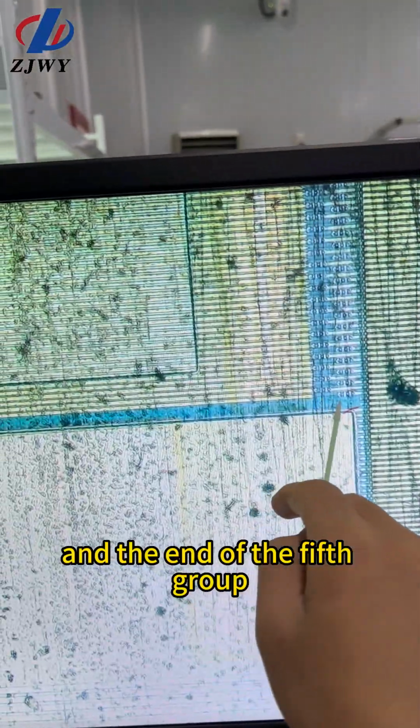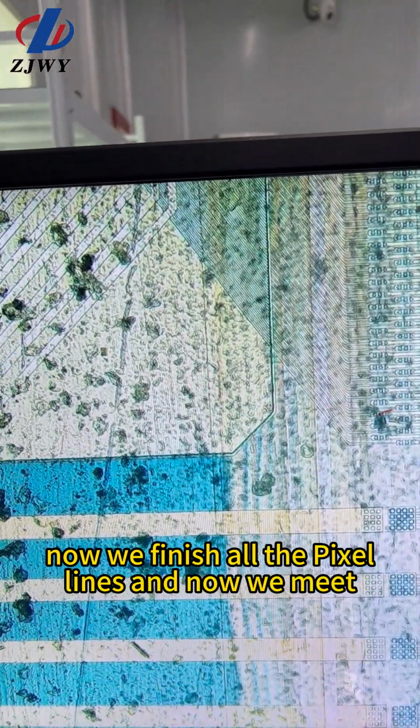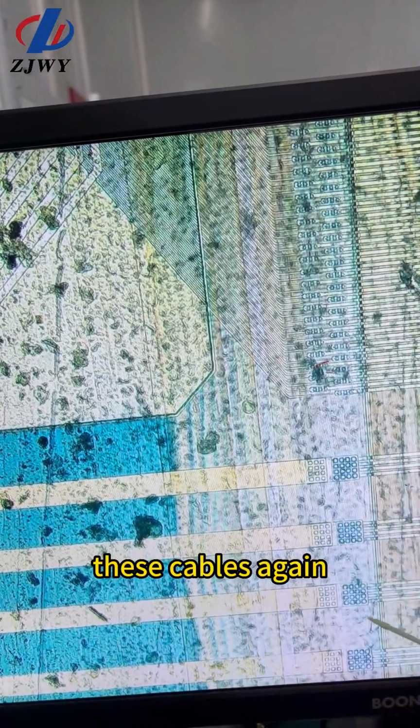And the end of the fifth group. Also touch cable. It's the sixth group. Now we finish all the pixel lines, and now we meet these cables again.